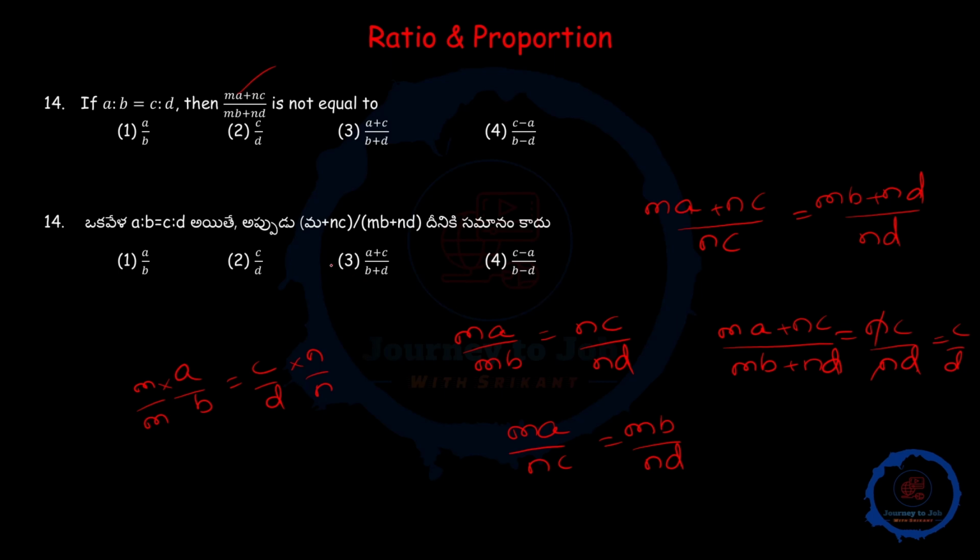C by D. ఇక్కడ క్వశ్చన్ చూడండి, ఇది C by D. C by D is again equal to A by B కదా. సో దిస్ ఆన్సర్ ఈజ్ ఈక్వల్ టు C by D అయినా అవ్వచ్చు, A by B అయినా అవ్వచ్చు. సో దిస్ ఈజ్ కరెక్ట్ ఆన్సర్, దిస్ ఈజ్ కరెక్ట్ ఆన్సర్. అండ్ అగైన్ A by B, we know A by B is equal to C by D అయినప్పుడు A by C is equal to B by D అవుతుంది. సో (A plus C) by (B plus D).